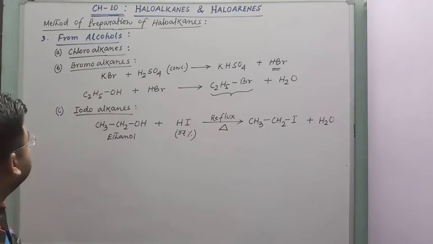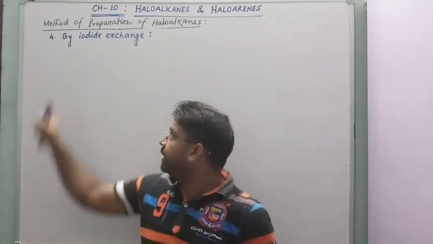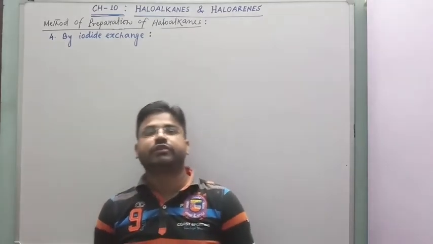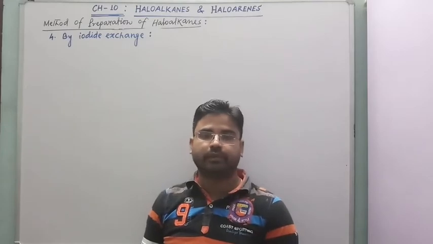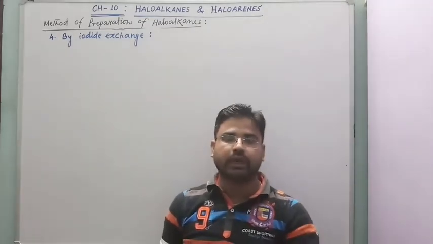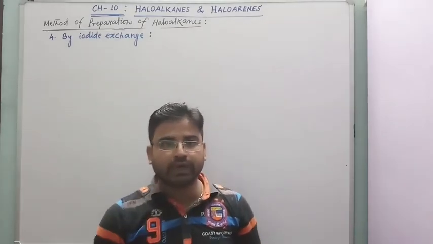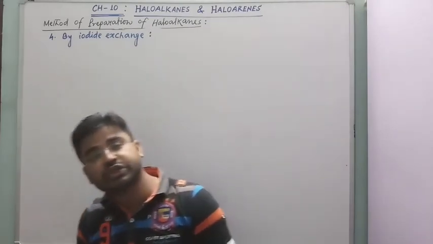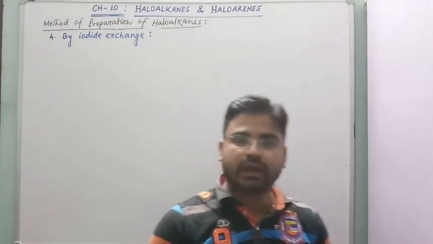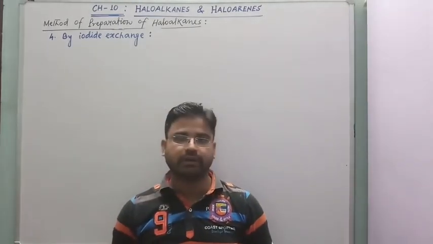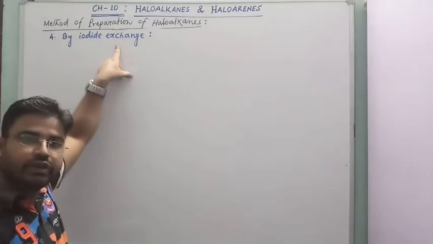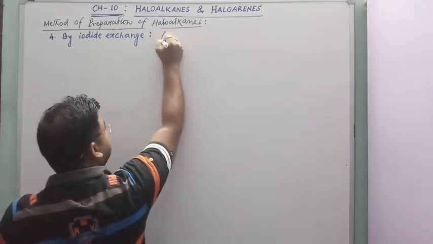Next, number 4, by iodide exchange method. Alkyl chlorides and alkyl bromides, meaning chloroalkanes and bromoalkanes, when treated with potassium iodide, KI, give iodoalkanes. This reaction is known as the iodide exchange method, and it has a specific name: the Finkelstein reaction.